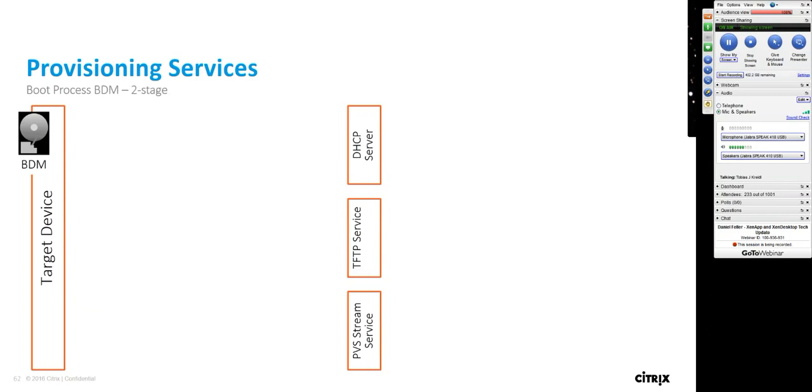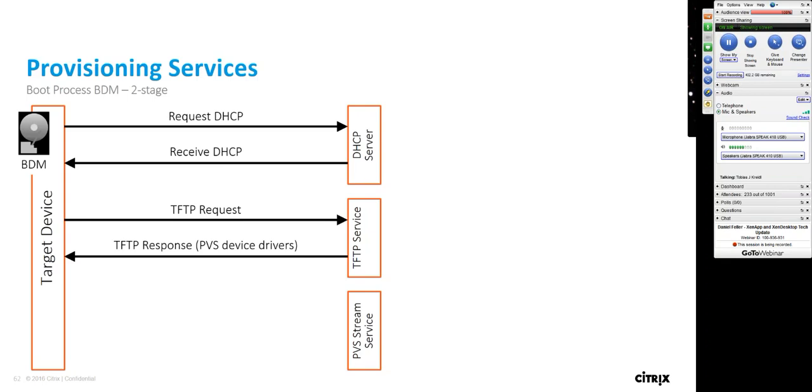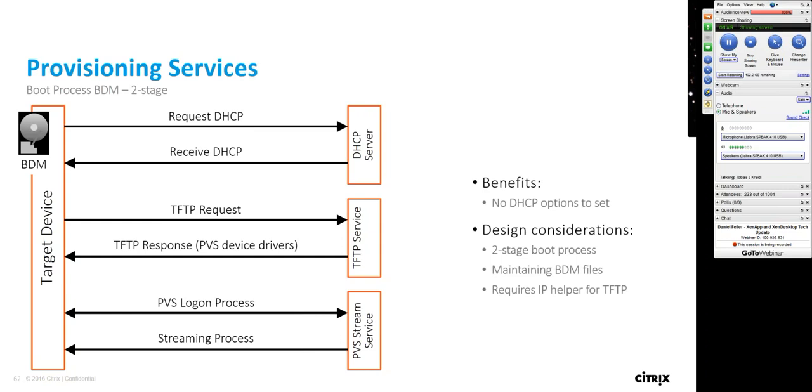So people have used BDM. You can attach a boot file to all your target devices. It's just a bootable file that becomes your boot drive. How this works is, again, it requests the DHCP address and receives the IP address, but there are no more options 66 and 67 because I already have the boot information in the BDM file. But with the two-stage BDM, it still has to talk to TFTP because it has to get the PVS device drivers that it can use to start the PVS stream. So there's still a TFTP service involved in the old two-stage BDM file. The good thing is we got rid of the DHCP options, so you don't have to set those, but you still need the IP helpers.